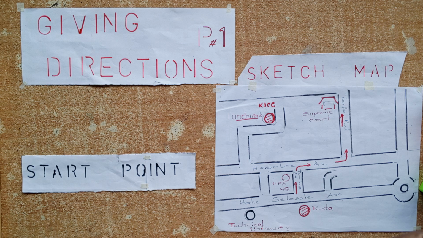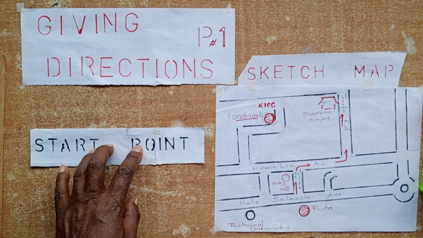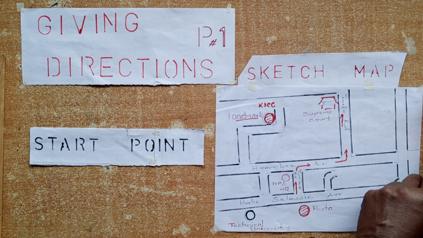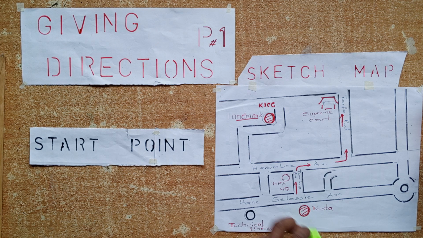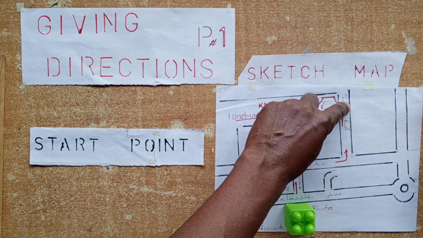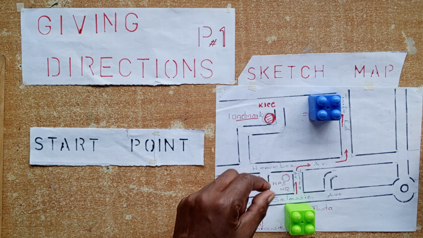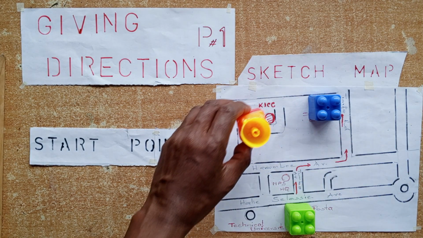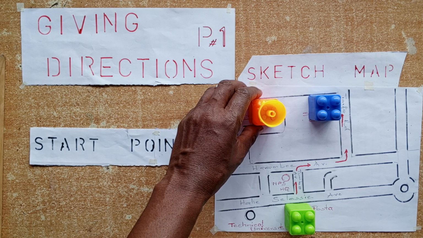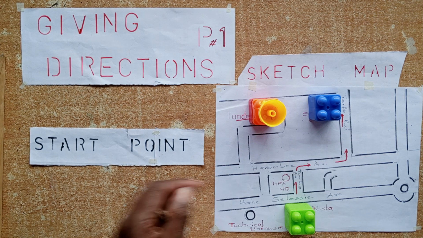When giving directions, there are factors you need to consider. Number 1, always begin from the start point. For example, I have this start point, Huduma Center poster. I want to direct a visitor to the Supreme Court, and at least next to the Supreme Court is the KICC. This is a sketch map of Nairobi.